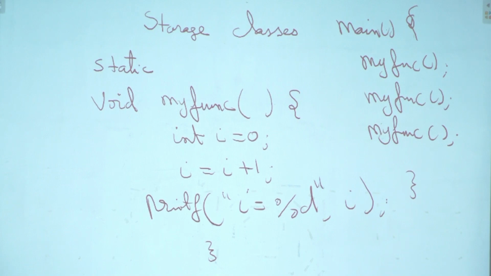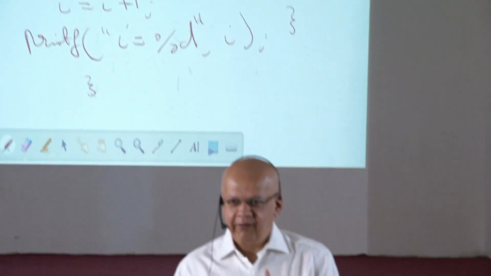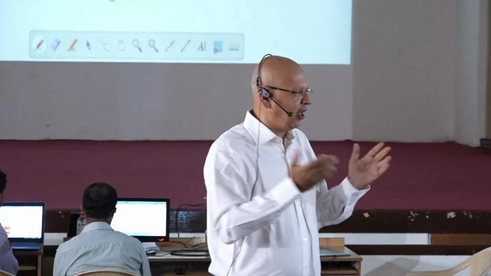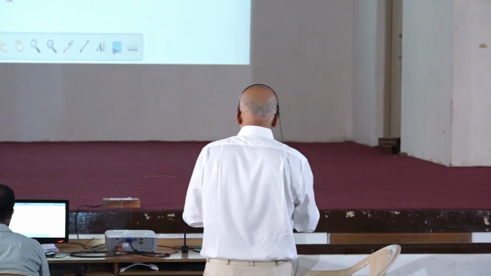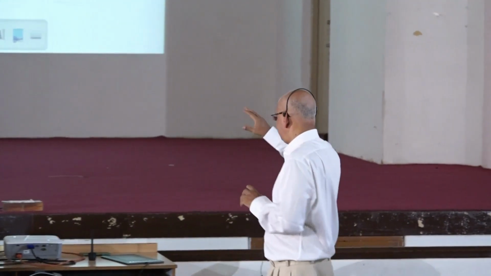Myfunc, I get i equal to 1, 1 and 1. No surprises. I get the same answer. So this is very trivial. Now, I am going to program it, and then I am going to introduce static. Then you are going to see what happens. What is the impact of static in these functions?